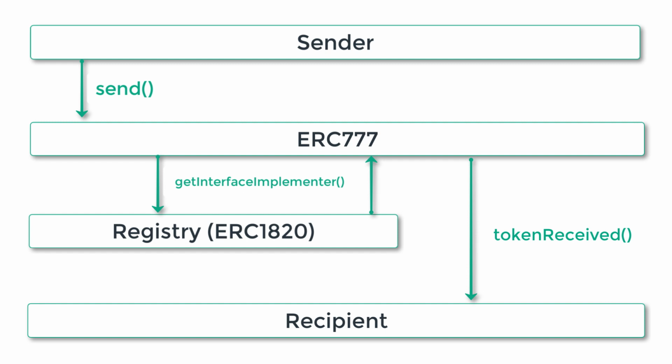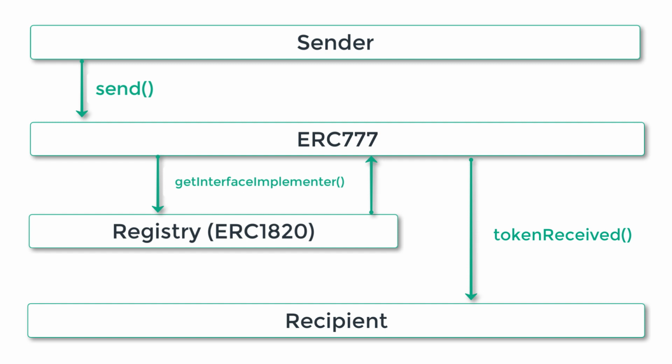So here you have four smart contracts. First you have the sender, that's the current owner of a token, and this address wants to send its token to another Ethereum address, which is the recipient. It's going to call the send function of the ERC777 token. Then the token is not going to do the transfer directly, but first it's going to call the registry contract. That's the ERC1820 that I talked about in the previous video. If you don't know what ERC1820 is, make sure to check out this video.